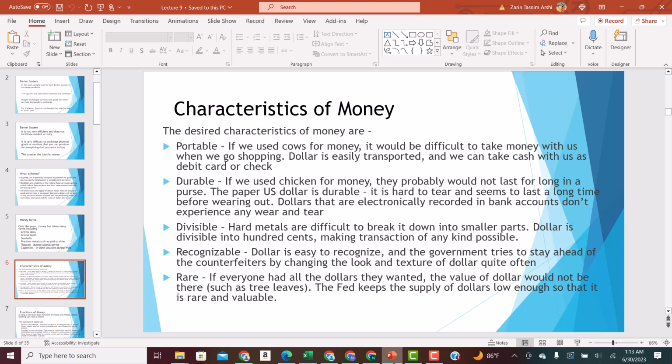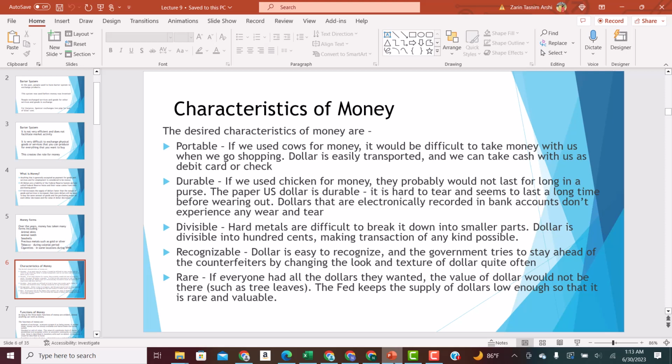Again, the US dollar is easy to recognize, and the government tries to stay ahead of the counterfeiters by changing the look and the texture of the dollar quite often. Everyone knows how $100 bills look like, how a $50 bill looks like, how a $20 bill looks like. And the government also made it official, so it is recognized by everyone.